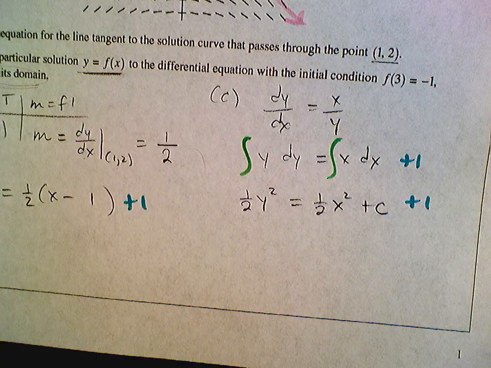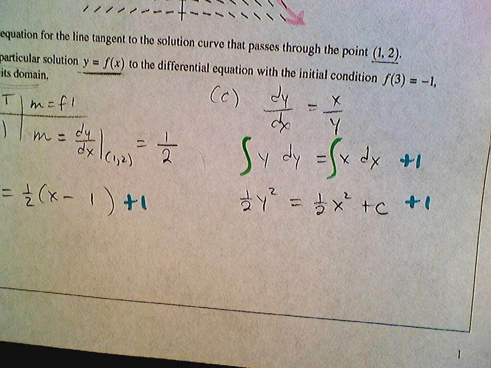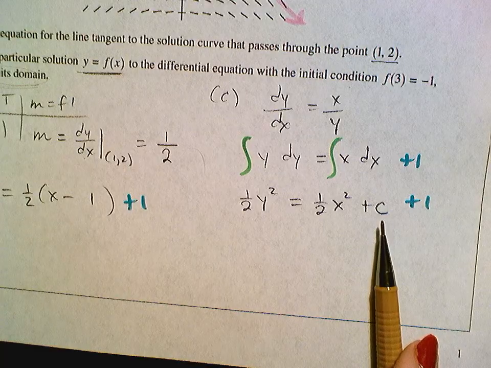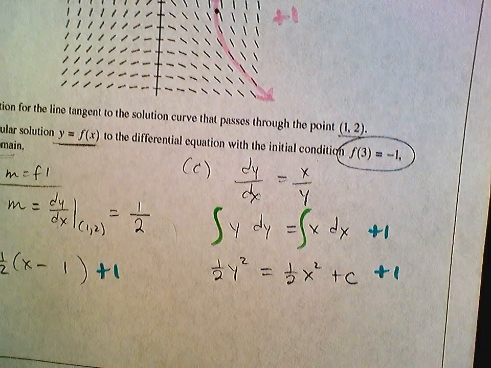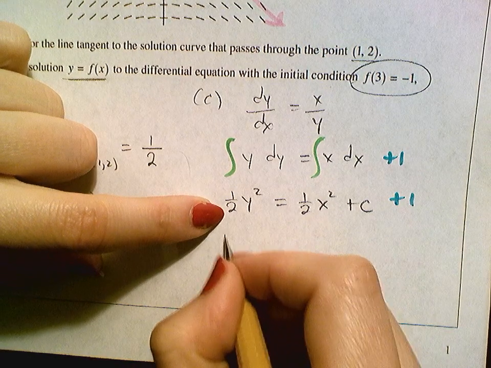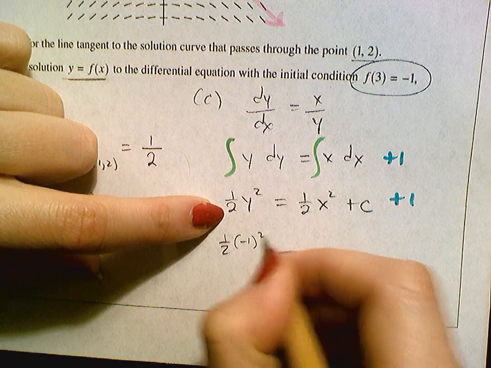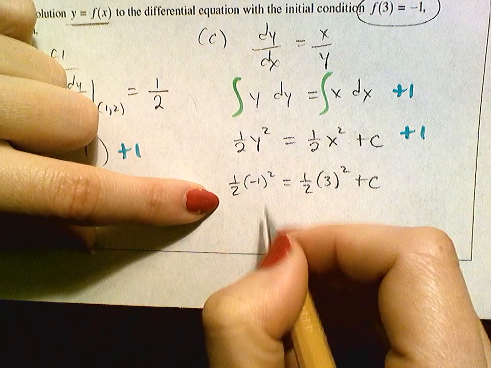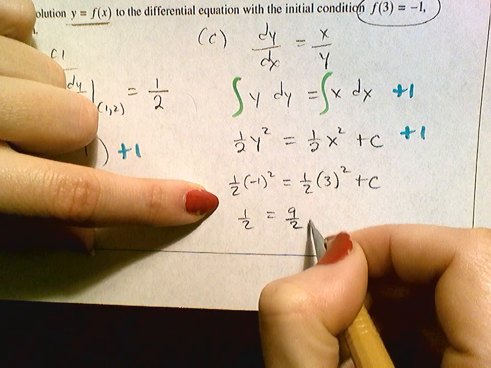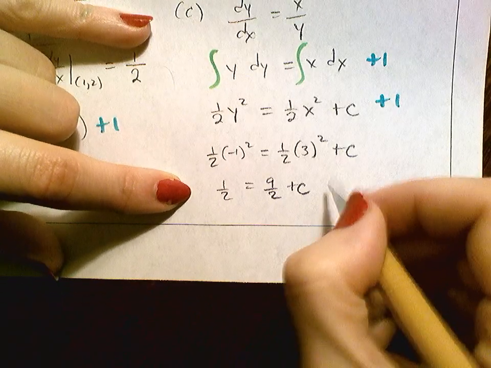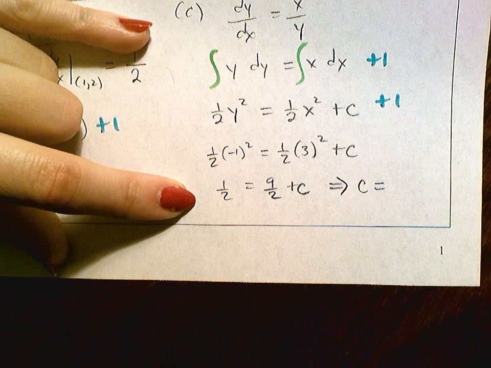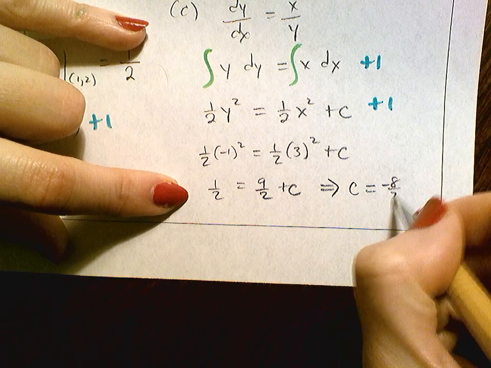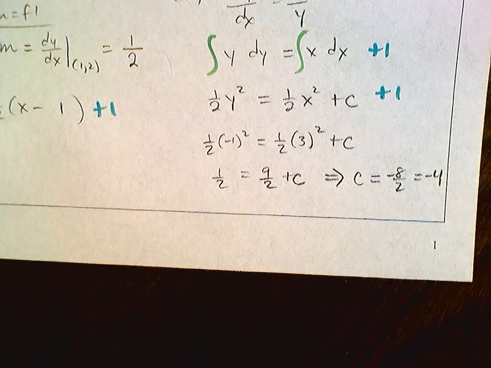Okay, now we've got to find C. So we're going to plug in the initial condition. In for y goes -1, and in for x goes 3, plus c. So this is 1/2 equals 9/2 plus c. So you get that c is equal to -8/2, which is equal to -4, okay?